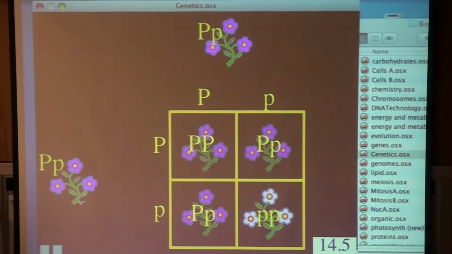Or I might use percentages instead. I might say it's a 25% chance that we'll get a homozygous recessive white flower plant off this. Or I could talk about ratios. I could say for this particular crossing, I expect a 3-to-1 ratio of purple to white. So be ready to see the probabilities expressed in any of those 3 ways.